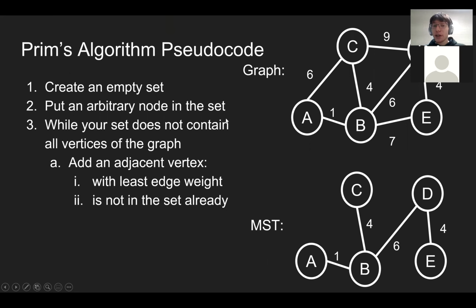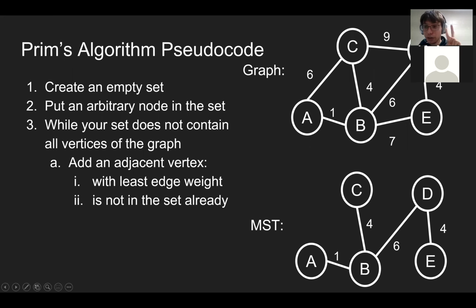So what we do is we create an empty set. We put an arbitrary node, doesn't matter, any node we want, in the set. And then while the set does not contain all the vertices of the graph, we add an adjacent vertex. It's an adjacent vertex that has the least edge weight that is not already in the set.